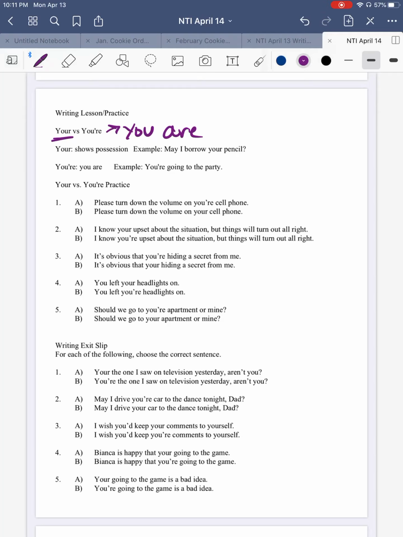For your exit slip, you're going to do the exact same thing that we just went over really quick. Break it down just like we've been practicing. If it's the contraction, break it down into "you are" and read it out loud to yourself to see if it makes sense. That'll get you a better grade and accurate answers. Okay? All right. Work hard.